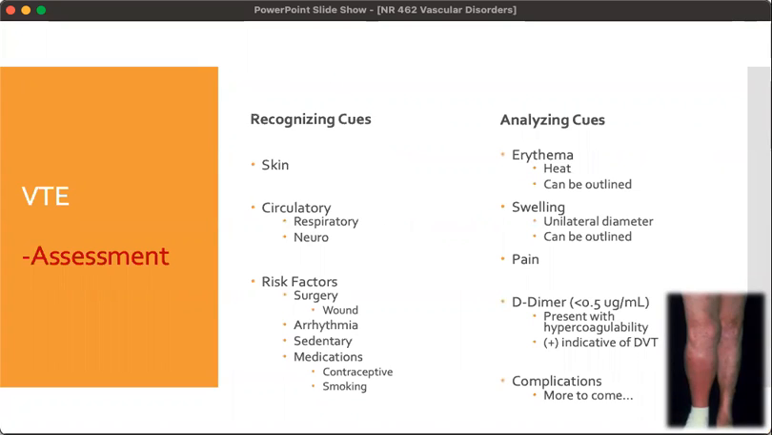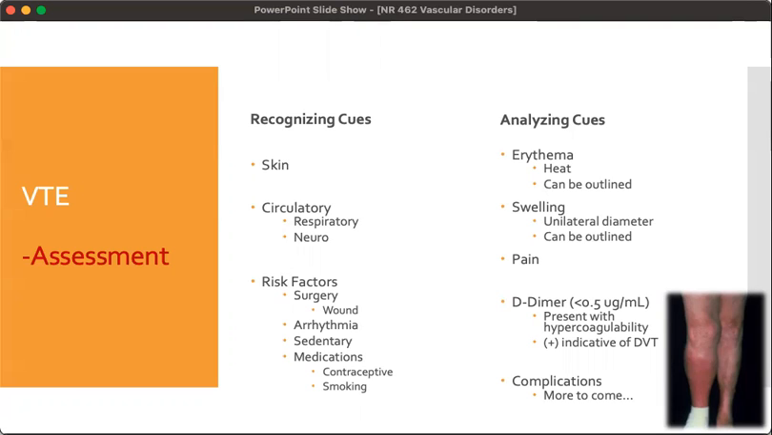Getting back to our DVTs, our deep vein thrombosis, recognizing cues in our assessment, we're looking at our skin, circulatory, and risk factors is a big one. Circulatory, a couple things we want to point out. We're not talking about actual blood flow problems. We're talking about the results of blood flow problems, particularly with our thromboembolisms, our traveling blood clots. So we're going to be looking out for complications of VTE in our respiratory and neuro system. So talking about PE and stroke as our big complications of VTE, but more to come on those.